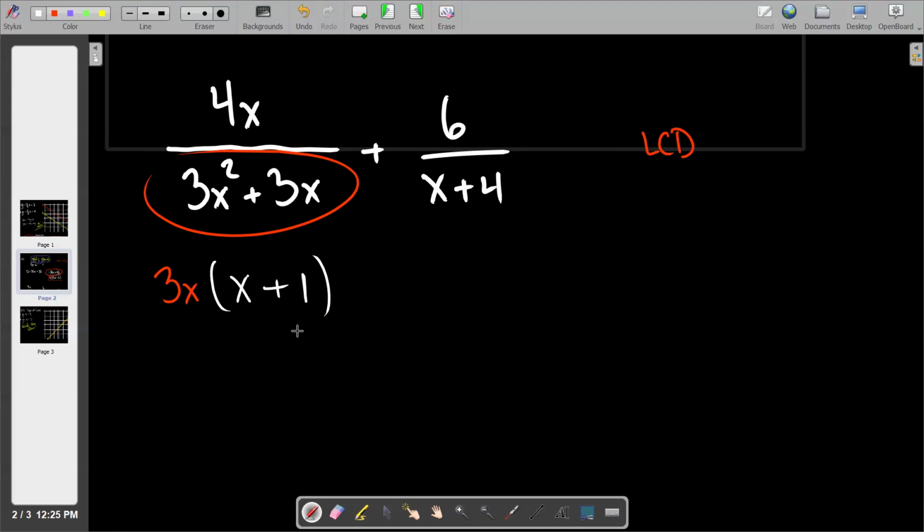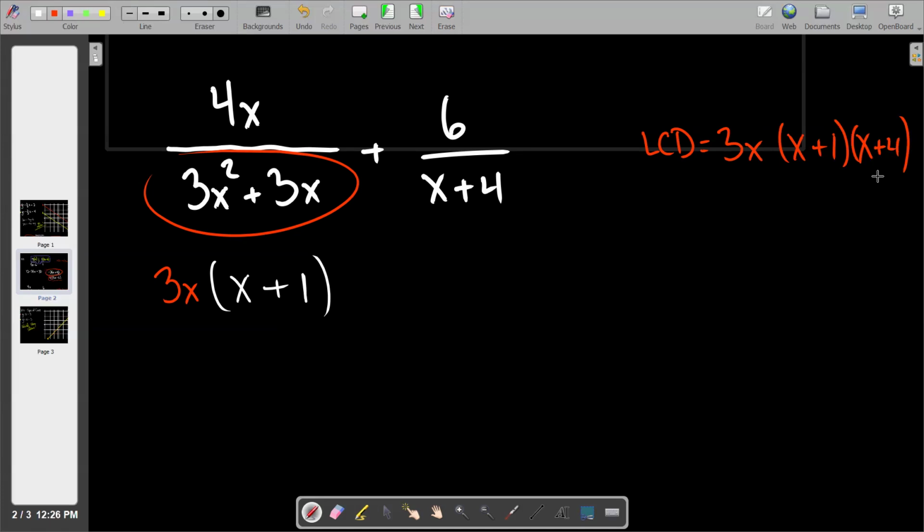So when you look at this now, all of the parts collectively sitting out there, what would you say is the least common denominator? Tell me something that I need in my denominator. I need a 3. I need an x. What else? And I need an x plus 1. And what else do I need? Good. So that's quite a bit going on there, right? There's a little bit of a mess.